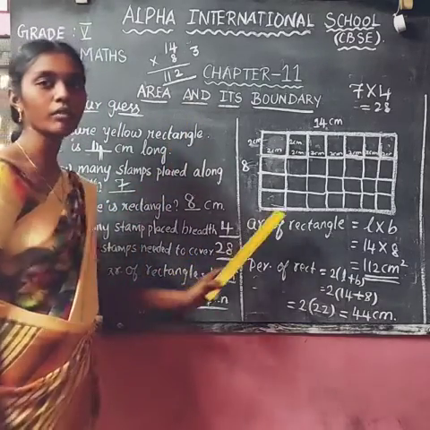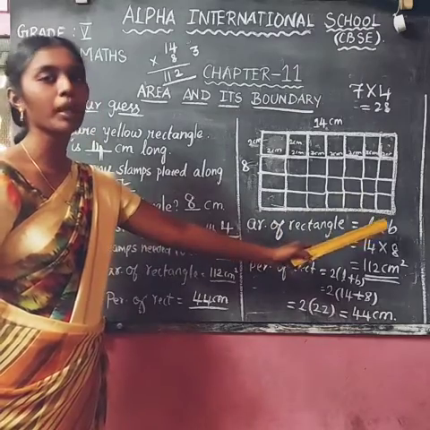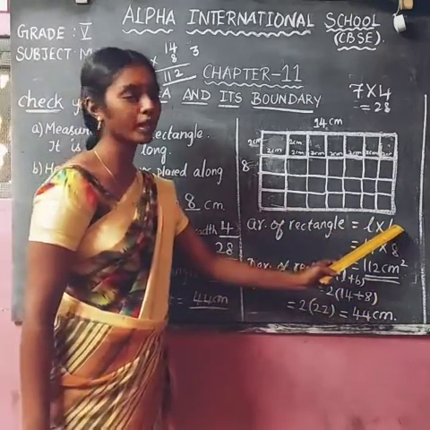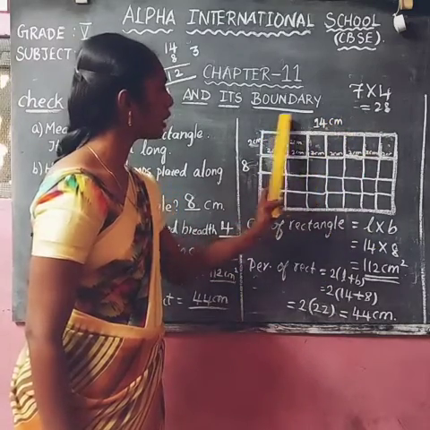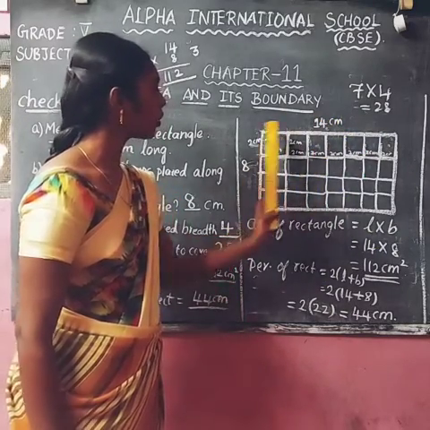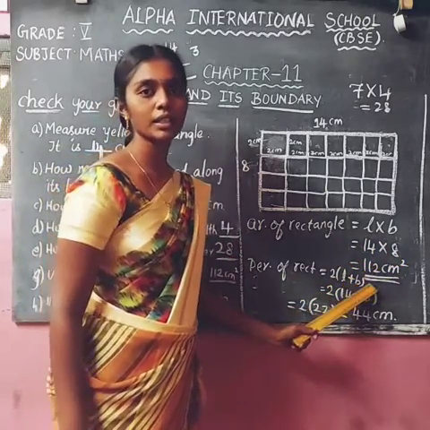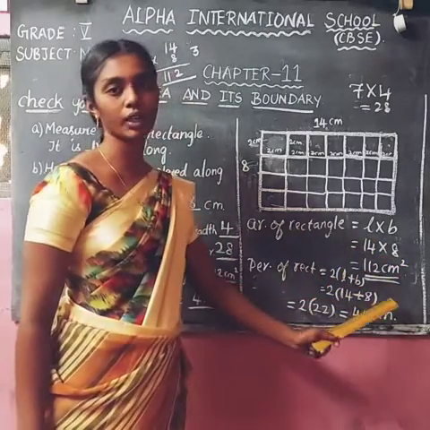For these two, we write the formula and then we find the answer. Clear? Area of rectangle is length into breadth. So here the length is 14 and the breadth is 8. So we want to multiply these two. So 14 into 8, what will we get? 112 centimeter square is the area of the rectangle.